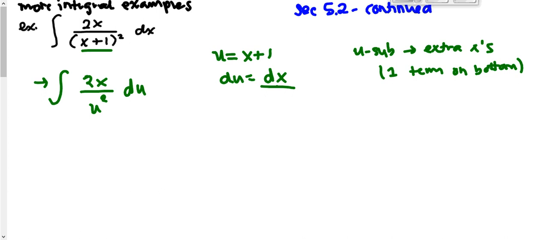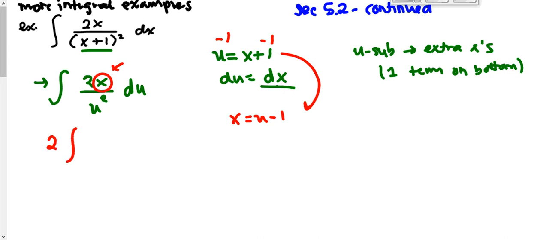But now I have a problem in which I have mixed x's and u's, and remember that is not okay. All x's or all u's are your options. So we need to figure out a way to get rid of this x. Well, remember, extra x's means we use our u equals equation and solve for x instead of u. So that would give us x equals u minus 1. So this is going to be u minus 1. The 2 in the front, I'm going to move to the front, so it's just multiplying. I'll multiply my answer by it later. So it will be u minus 1 over u squared du.